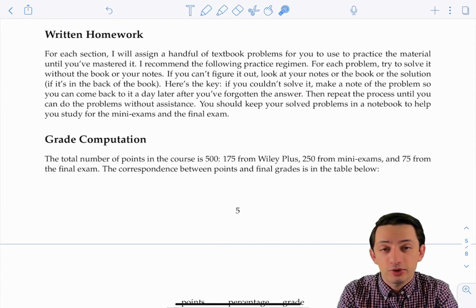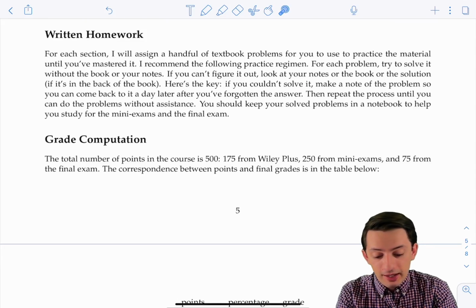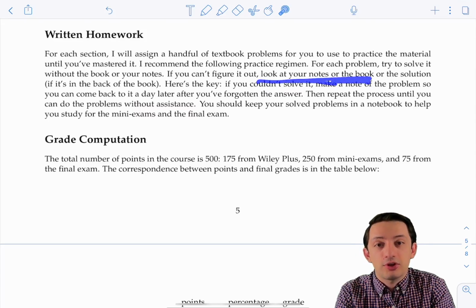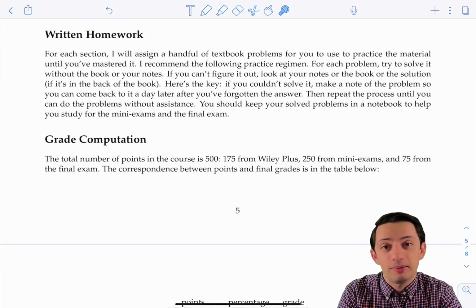But then you would go out to your driveway and try to shoot a bunch of free throws. You would miss the first bunch of them. That's this part about not being able to solve the problem and looking at your notes or the book. But eventually, with enough practice, you'll be able to make the free throws.